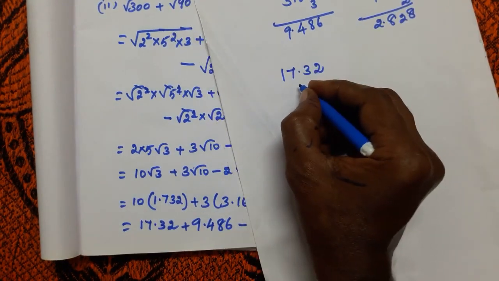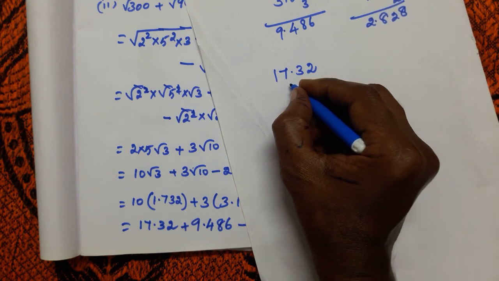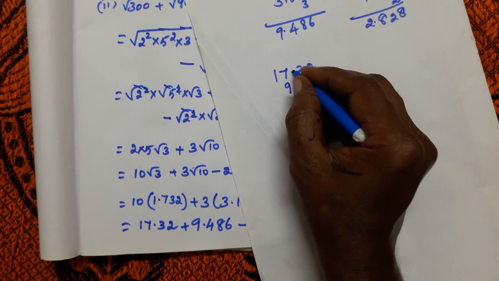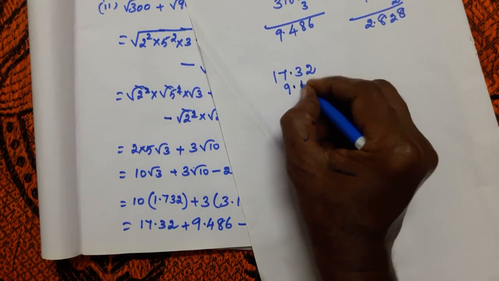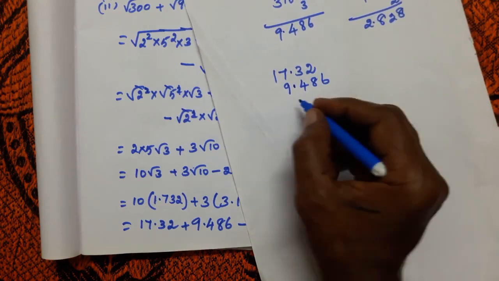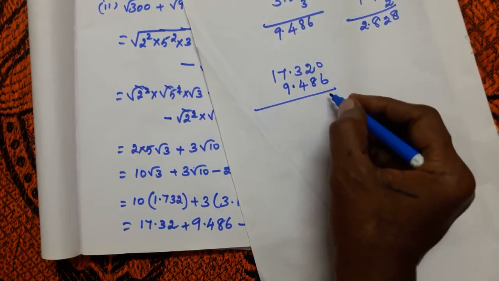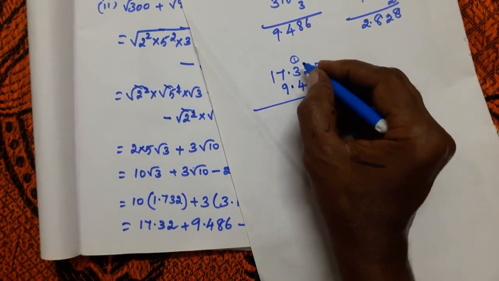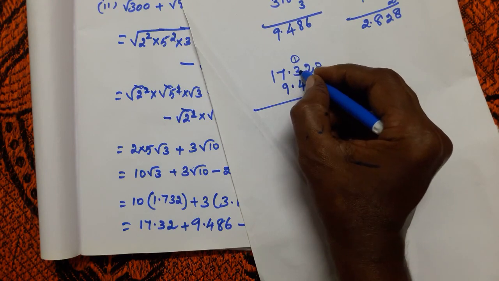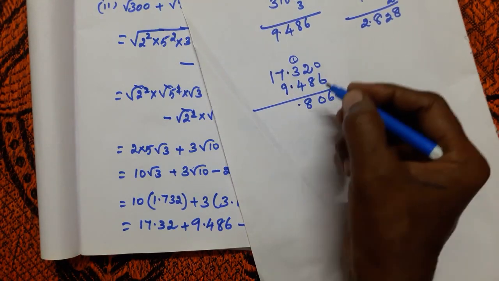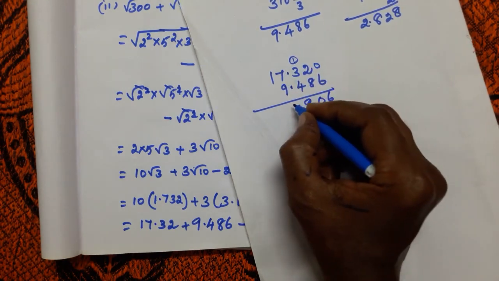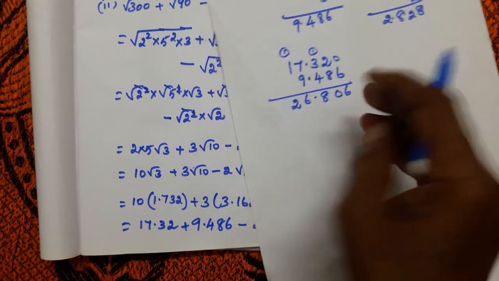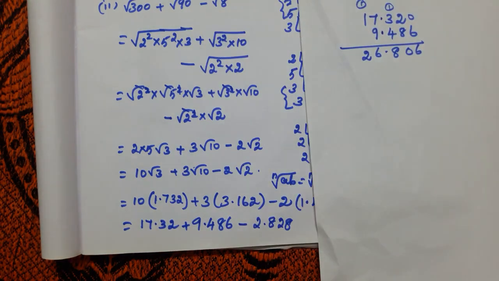17.32 plus 9.486. Listen carefully how we have to add. 9 point, we have to write down of that. Here also point. When we are adding, here 0 plus 6, 6. 8, 2 plus 8, 10, 1 balance. Next, here 1 plus 3, 4, 4 plus 4, 8. Next, 7 plus 9, 16, 1 balance. 1 plus 1, 2. So 26.806.